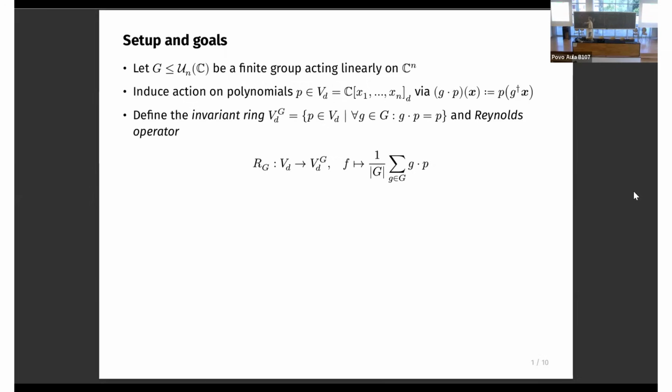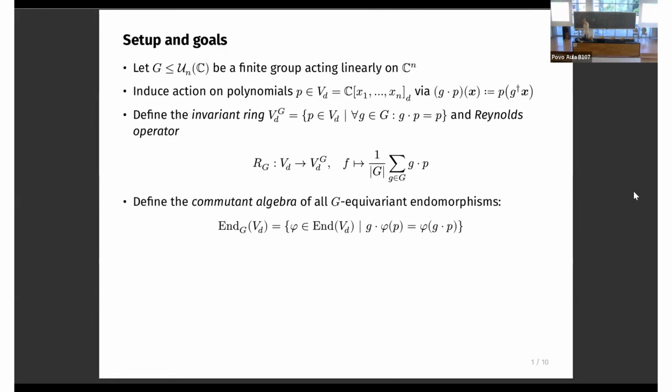In particular, we have the Reynolds operator, which is exactly the projector from your polynomial ring onto the invariant ring, which you just get by averaging over the whole group. So you take any polynomial, average over the whole group, and you end up in the invariant ring. And the next object that will be very interesting for us is the commutant, which is the set of all linear maps that are equivariant under the action of G.